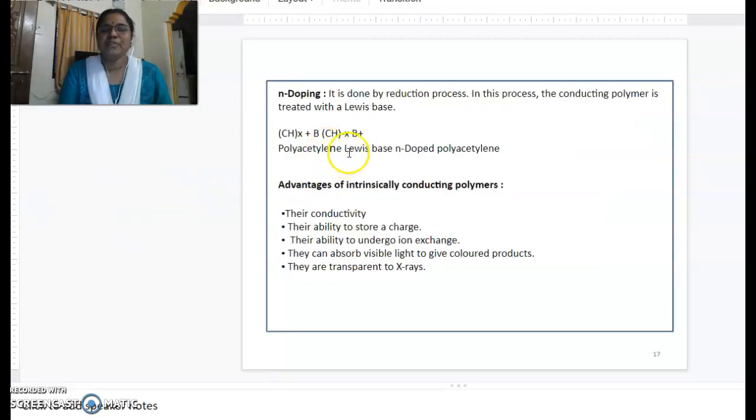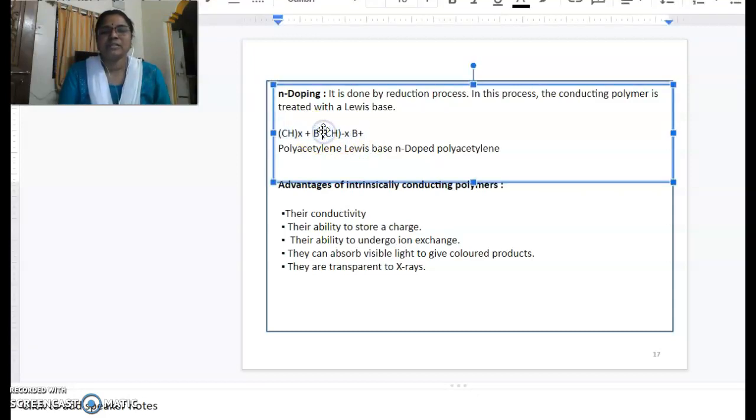Similarly, if you create a negative charge on the polymer backbone, then this is called N doping. So this is the polymer. If you add a Lewis base, then obviously it is going to convert into the negatively charged form, so that we are going to get the N type of doped conducting polymer, right?